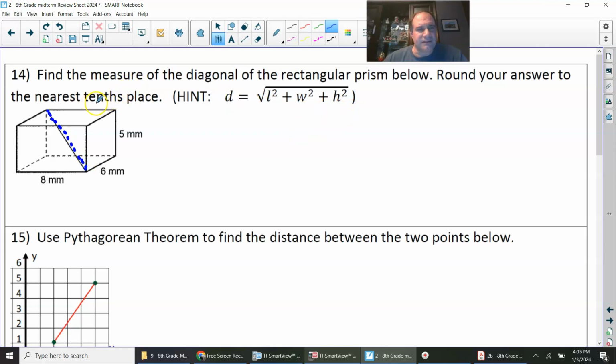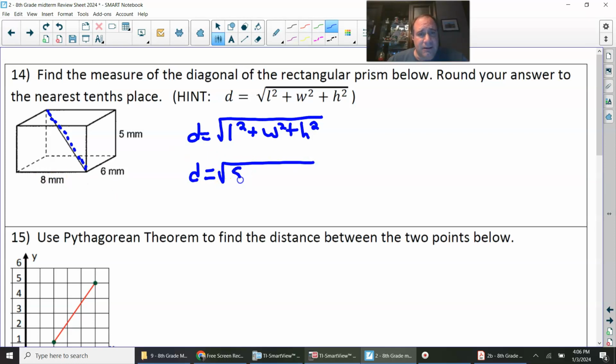Round your answer to the nearest tenths, right? So the hint, this is the formula. It is D equals square root of L squared plus W squared plus H squared, and it's very easy. If you forget the formula, it does not matter. Just take the three numbers, square them, add them together, and then square root them, right? So I don't care what the length is. I'm just going to put it underneath the square root. And you see 8? I'm going to put 8 squared. See the width? 6? I don't care if it's 6 or 8 or whatever it is. And then use each number once.